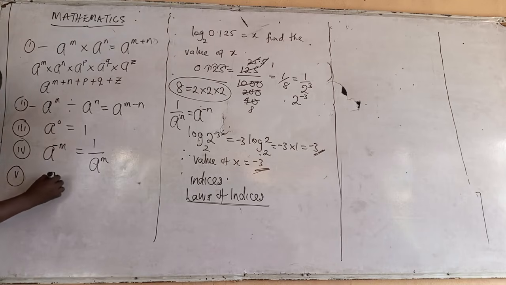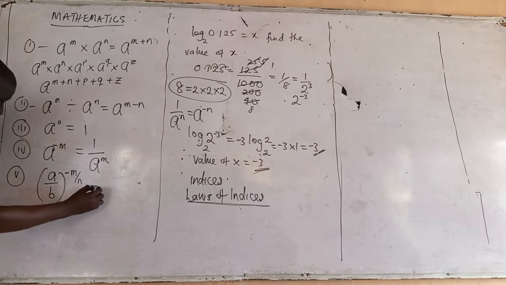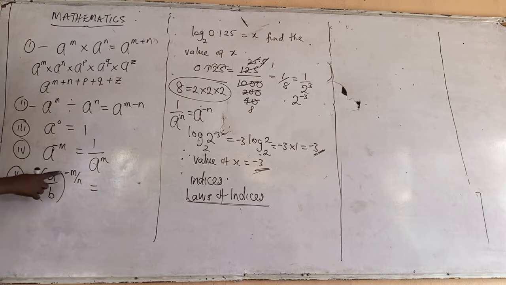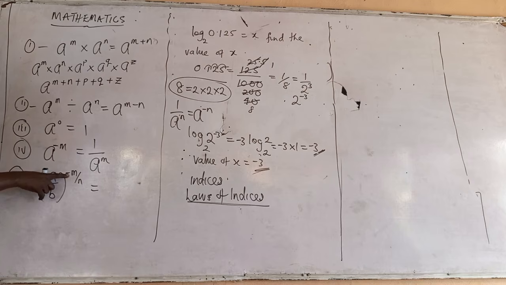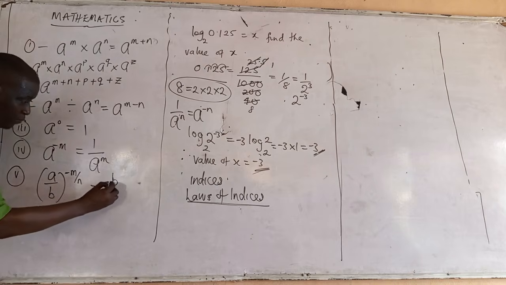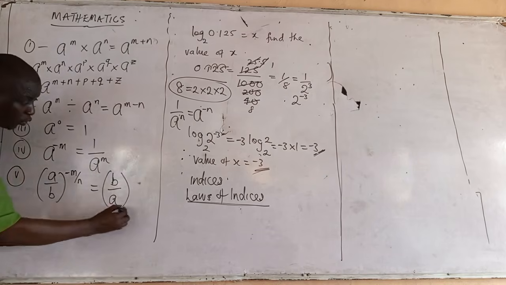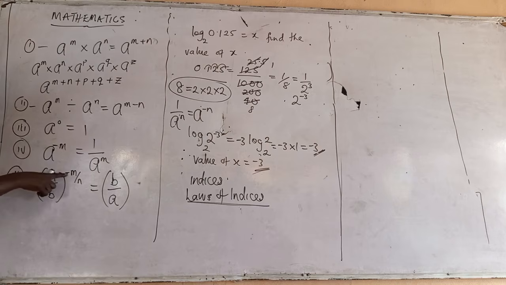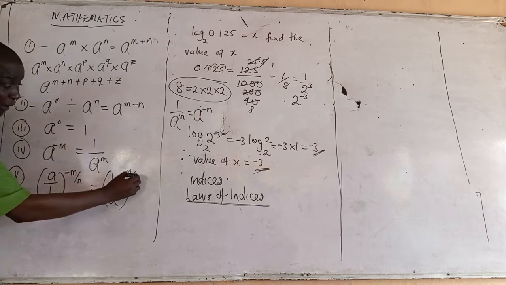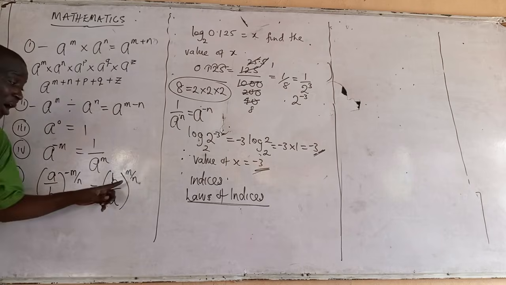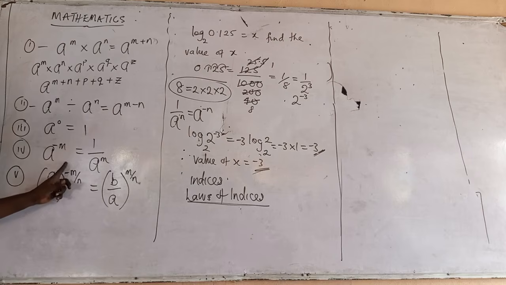So we have another one. Listen, if you have a divided by b, all raised by minus m over n, look at the board. What will happen? You throw away the minus. Then take the b here, which means it will now be b over a. The denominator becomes the numerator, and the numerator becomes the denominator. The minus goes away from the power, and it is now m over n.